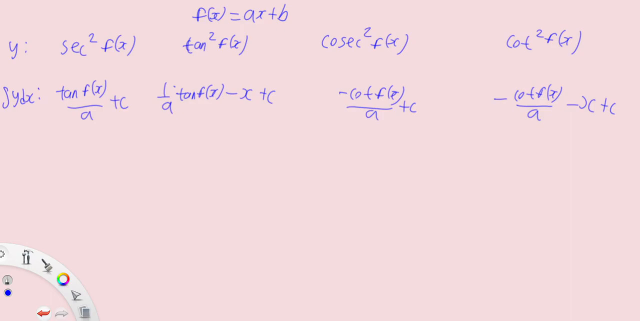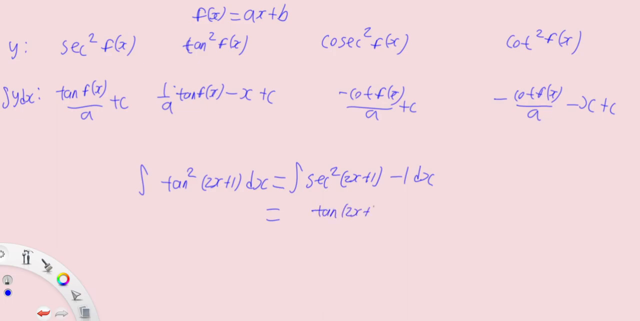So for example, I want to integrate, let's say, tangent square of 2x plus 1. Again, you don't have to memorize this formula, all right? You just go through the steps. So tangent square and cotangent square, you must relate it back to your identity function, which is secant square. So I get secant square of 2x plus 1 minus 1 dx. And then now I integrate secant square, it becomes tangent of 2x plus 1. Don't forget to divide by the derivative inside, then you must minus x, plus c.